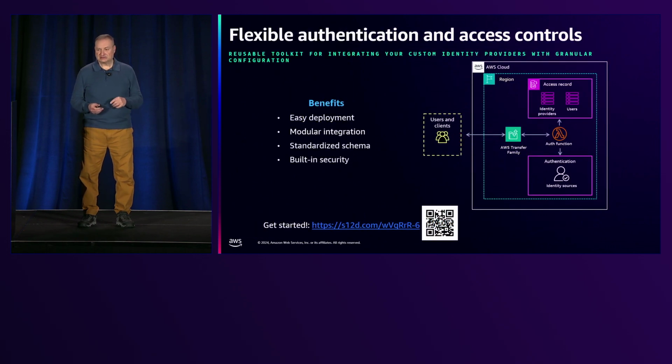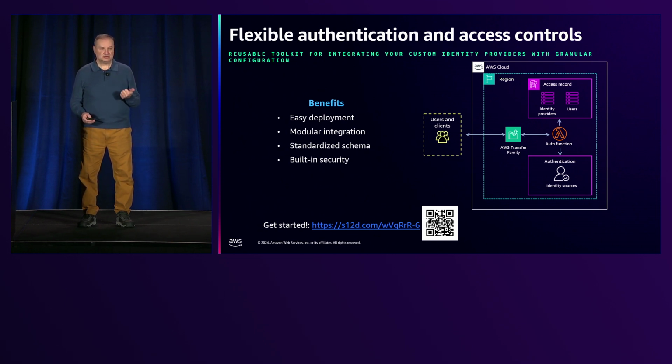What we heard from our customers is that this flexibility is great, but it takes time to write the Lambda function to do the integration. And also, many customers use multiple authentication sources, multiple identity providers, and they want to keep using those identity providers with the Transfer Family. That's why early this year, we released the toolkit to integrate with external identity providers.